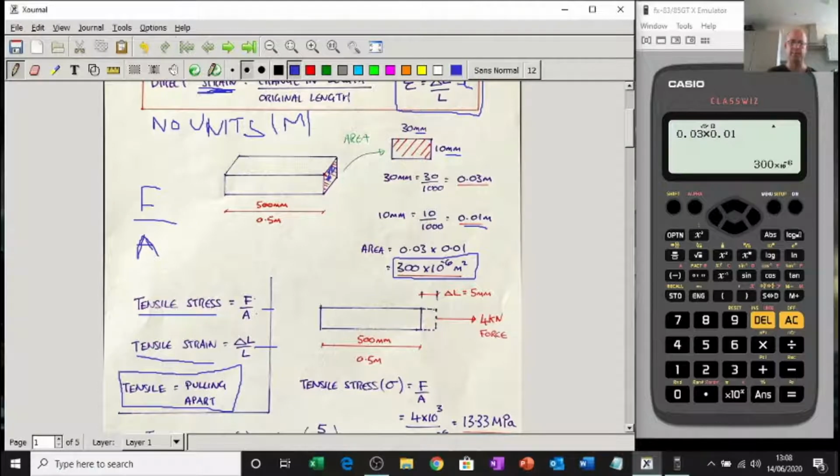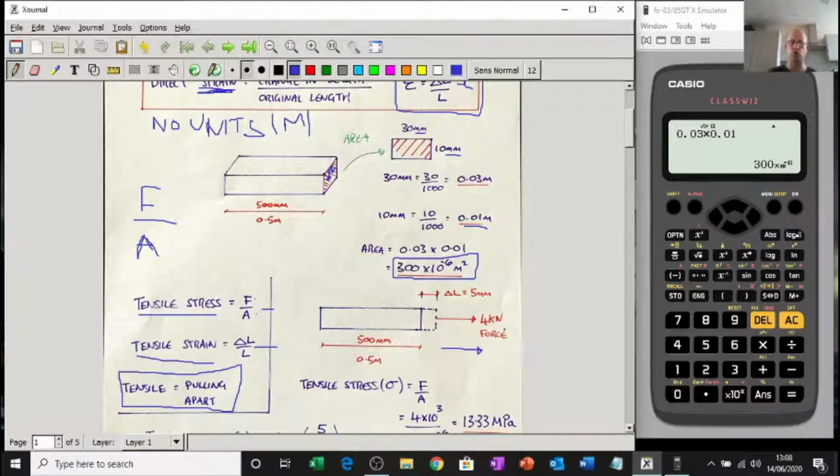So for example, here's my metal bar. It's the same metal bar as this, just head on now. I'm pretending that this metal bar of cross-sectional area 300 times 10 to the minus 6 and length 0.5 meters is being pulled apart. We'll just do one direction at the moment, unilateral, the X direction. It's being pulled apart this way by 4 kilonewtons. So it's in tension because it's being pulled apart, with the tensile force going that way.